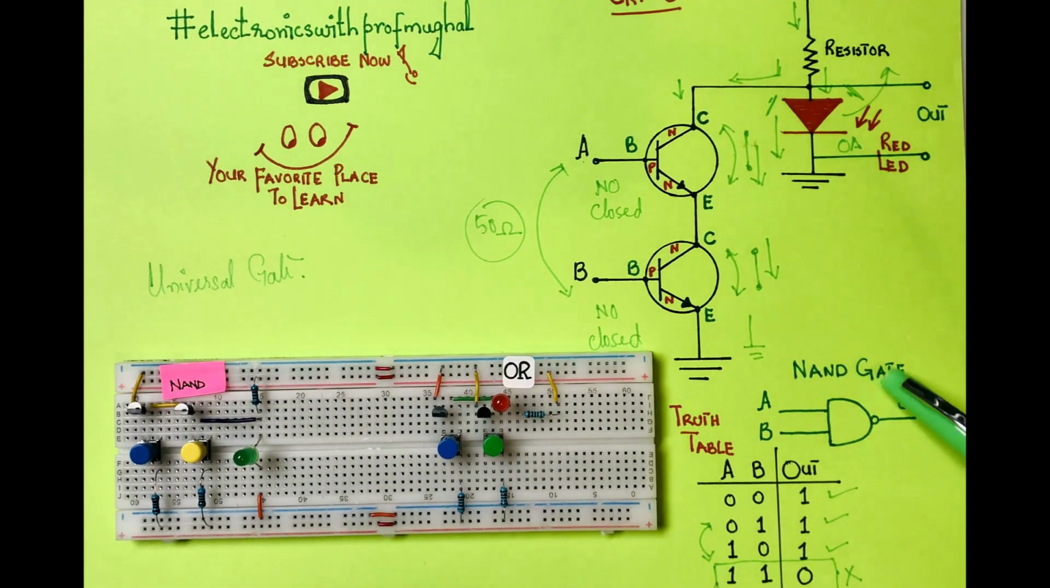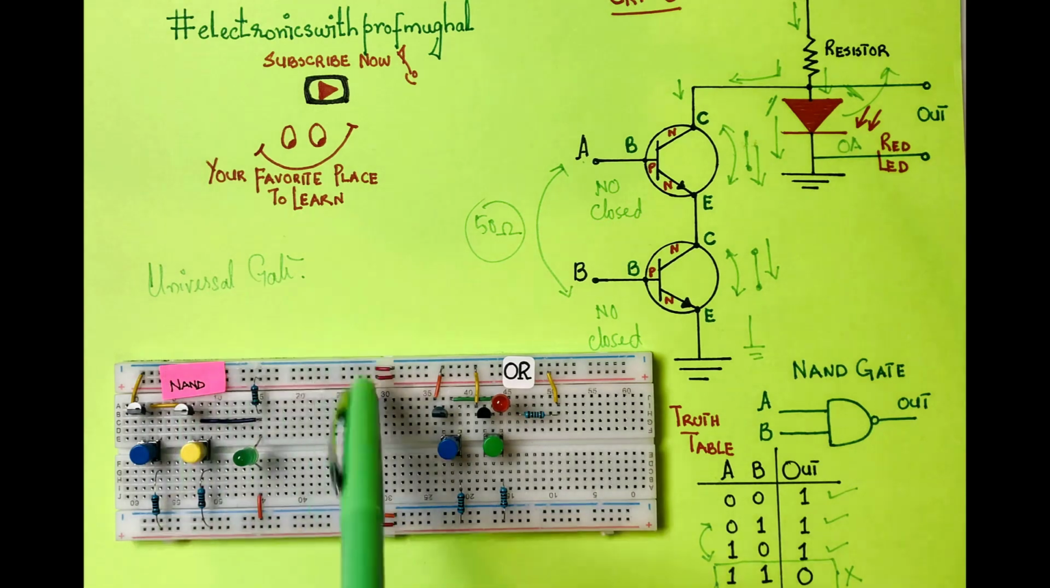So I have the truth table for the NAND gate over here. We already know that 0, 0 is going to give us 1. Any of the inputs going into the base of the transistor being 0, the output is going to be 1. And when both inputs are high, it is going to give us 0.